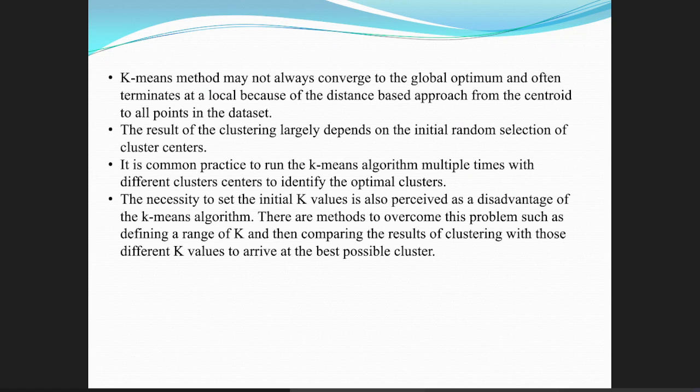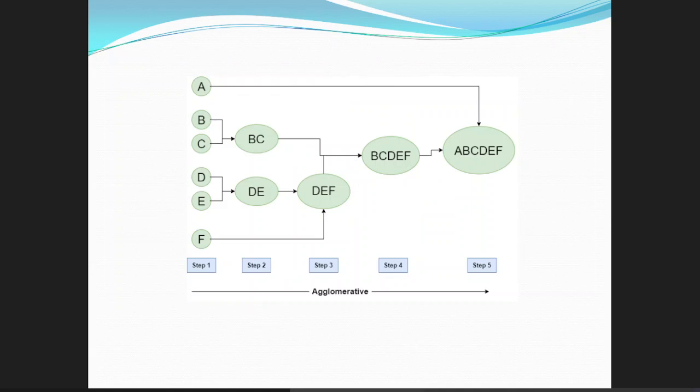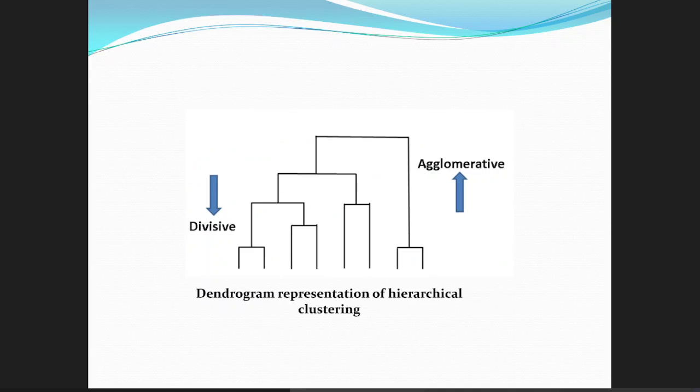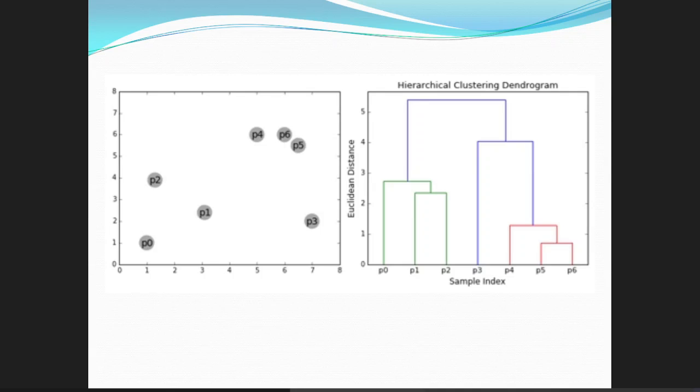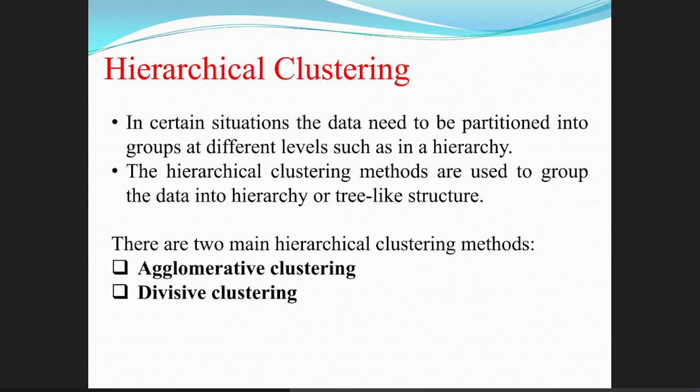Fine. Then hierarchical clustering. In hierarchical clustering, we are basically building a tree-like structure, but here the clusters are made in different ways. We either move from top to bottom or bottom to top. If we move top to bottom, it is known as divisive clustering. If we move from bottom to top, it is known as agglomerative clustering. So this is another clustering technique, hierarchical clustering, in which we make clusters based on the hierarchical structure, right?